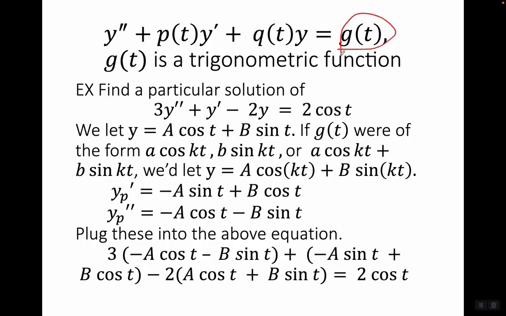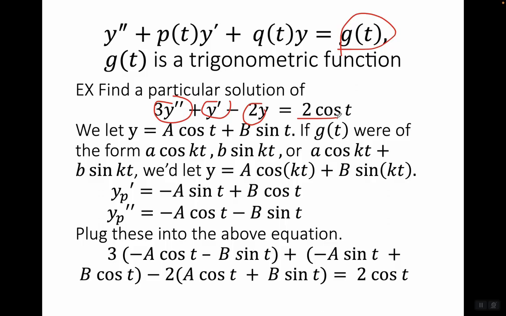How would we solve that? Let's look at an example. Find a particular solution of 3y'' + y' - 2y = 2 cos t. Notice, we're going to let y = a cos t + b sin t. Why? Because 3 times the second derivative plus the first derivative minus twice the function equals 2 cos t.